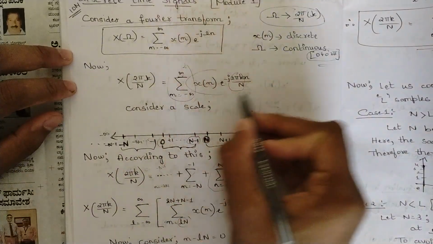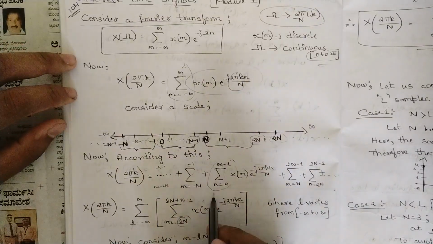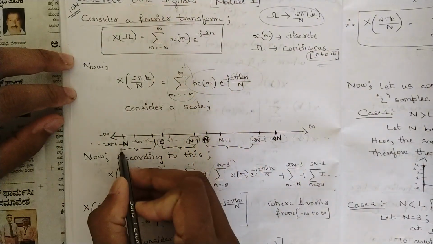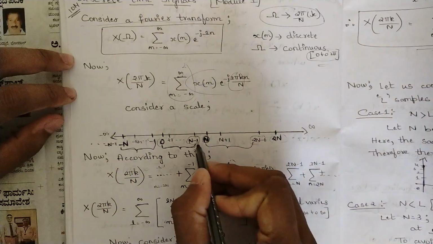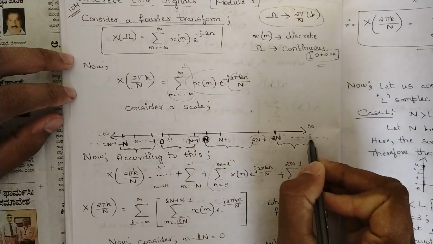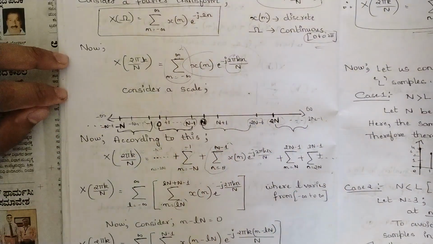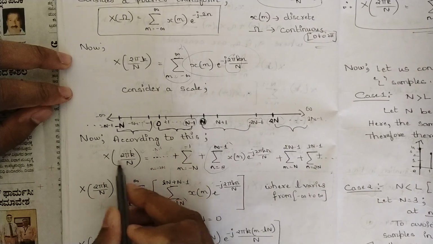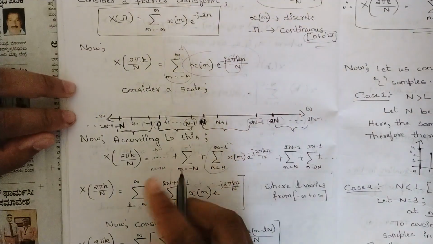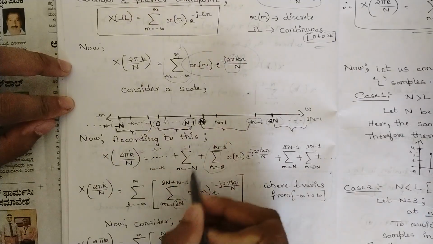For this, write this part as it is, that is x of n e power minus j 2 pi k n by n, plus, like this only how we have grouped for this, right? Similarly grouped for all of them, from minus n to minus 1, then from n to 2n minus 1, then 2n to 3n minus 1, and it goes on in both sides. All of them you should write in the form of an equation, that is x of 2 pi k by n is equal to, then this dot represents that this is an infinity scale. Then you write the interval of minus n to minus 1.